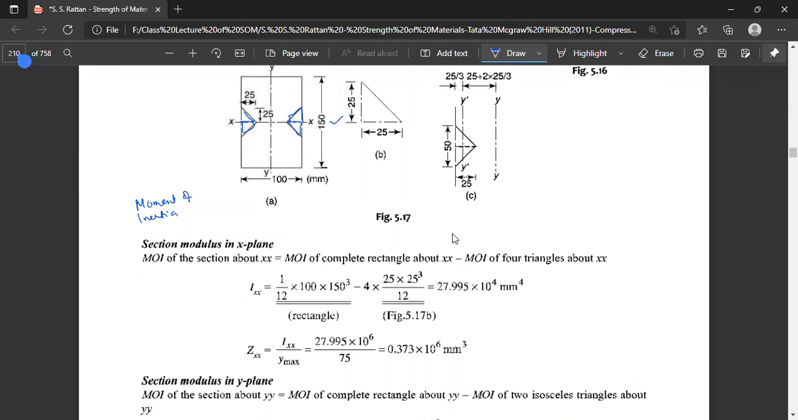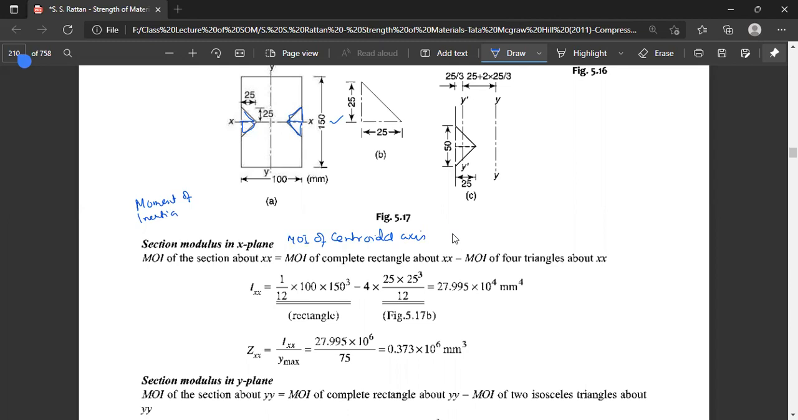That is the moment of inertia of the centroidal axis. This axis passes through the centroid. So about the axis, the moment of inertia will be 1 by 12, 100 into H cube. So we put the values of B and H like this, and we also put the sides of the triangles like 25 into 25 to the power 3 multiplied by 4.